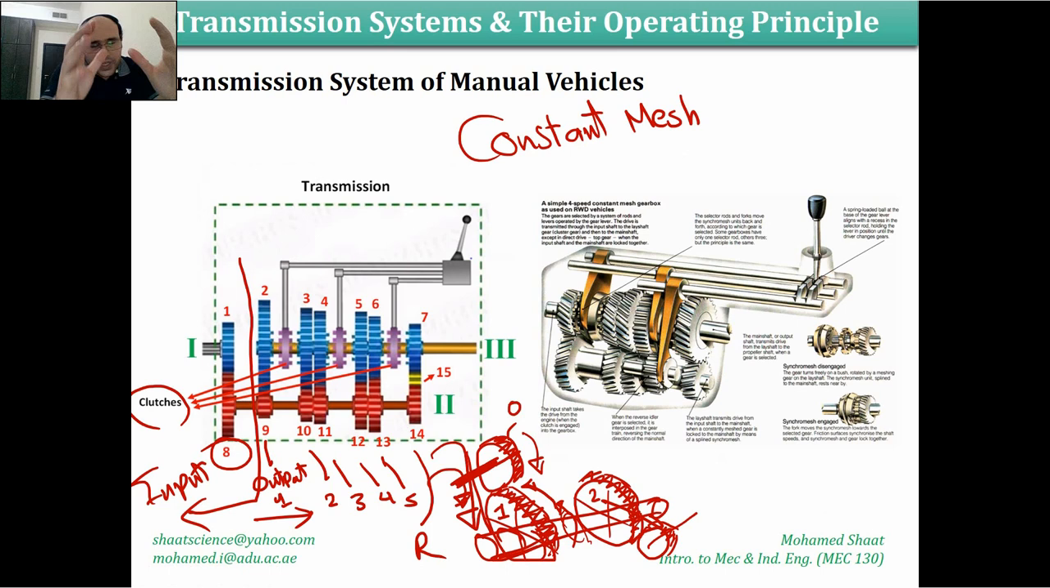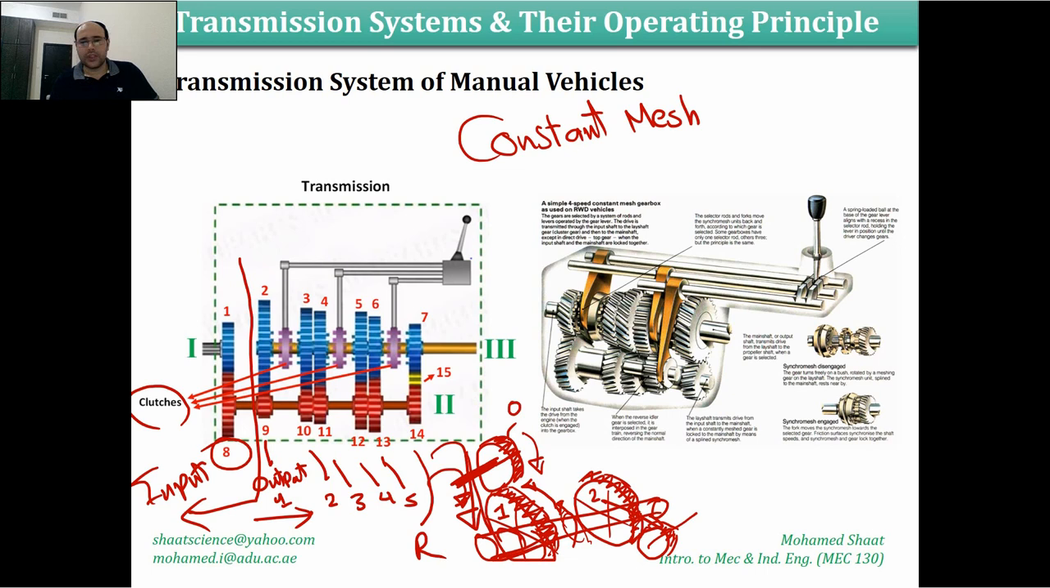Here I'm talking about the manual car, not the automatic. The transmission of the automatic is more complicated. It is totally different. Even the clutch is already inside the automatic transmission system. So it is a very complicated thing. But here, we could understand this manual car transmission system. Make sense? The last thing that I'd like to explain here is the reverse, how this reverse gear is working.